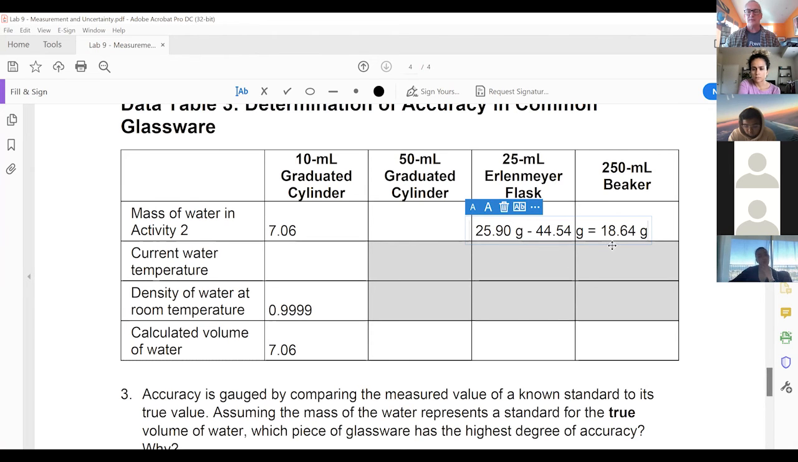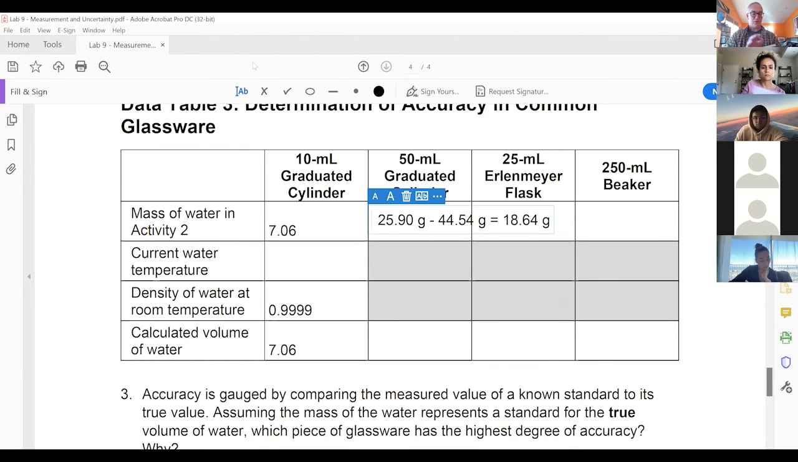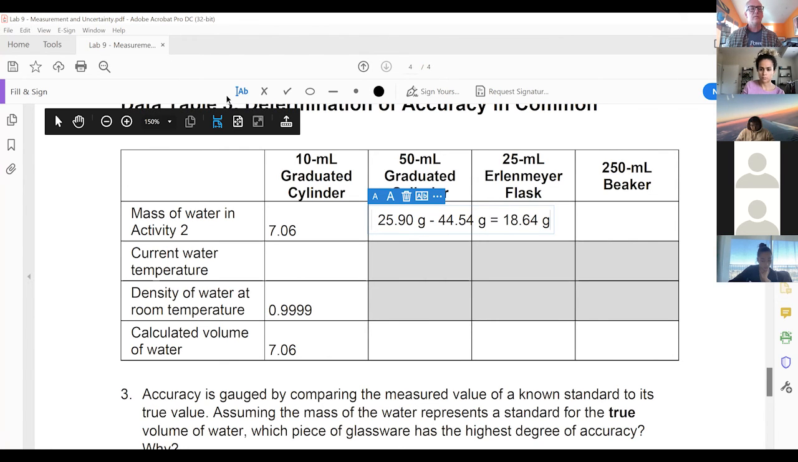So for my mass of water for the flask, I got 18.64 grams based on that density. So the density is pretty much exactly 1. So I guess I can divide it by 0.9999, see if it makes any difference. I think it will. And it doesn't. Okay. So my calculated volume here is 18.64.